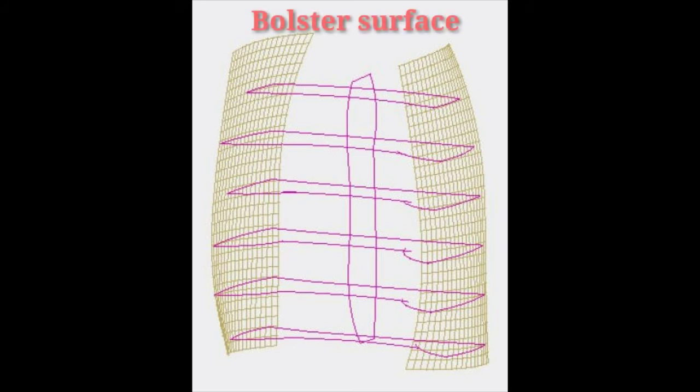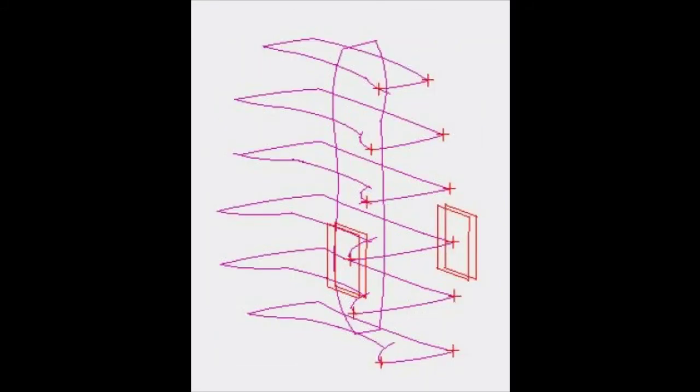Look at the image on the screen. That is the completed bolster surface. Now we are going to see the side surface. These surfaces are created in the same fashion as the bolster surface.